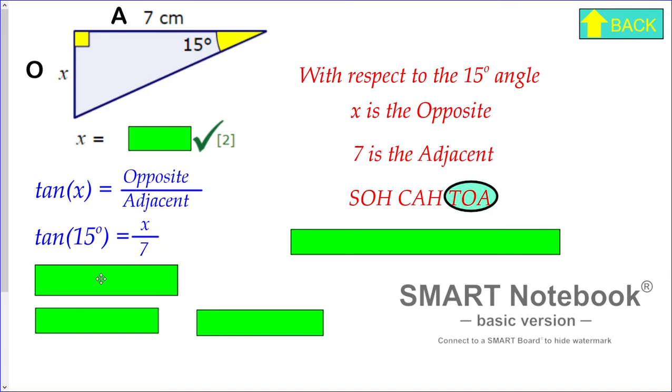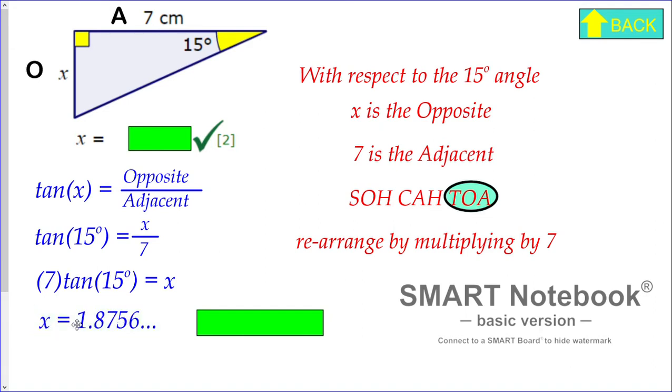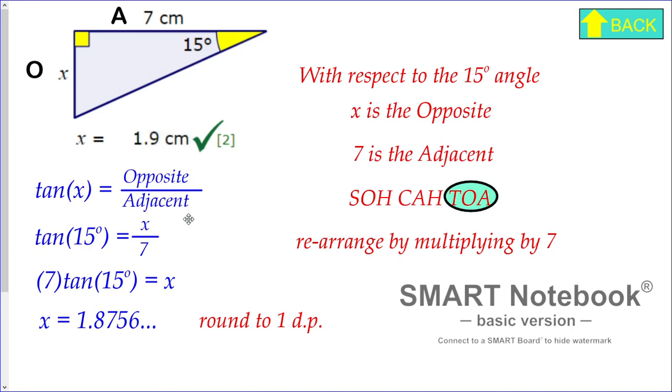Now you rearrange. For this one, you multiply by 7 on both sides. So your result is 7 times tan of 15. Type that directly into your calculator, 7 tan 15, and you'll get 1.8756. The question asks you to round to one decimal place. If we round this to one decimal place, it's going to round up to 1.9. Okay?